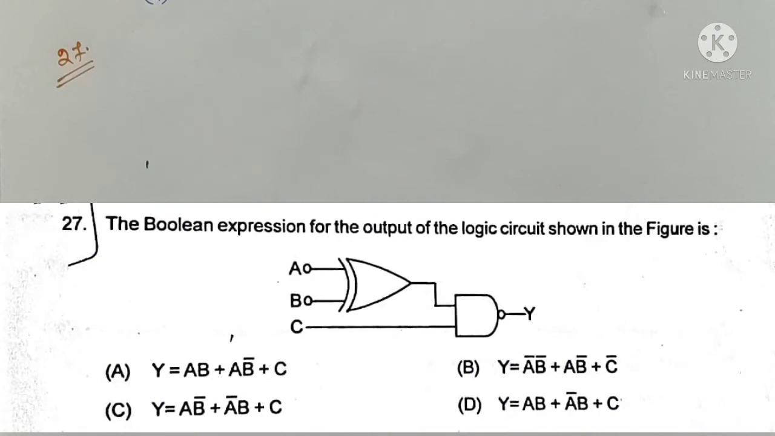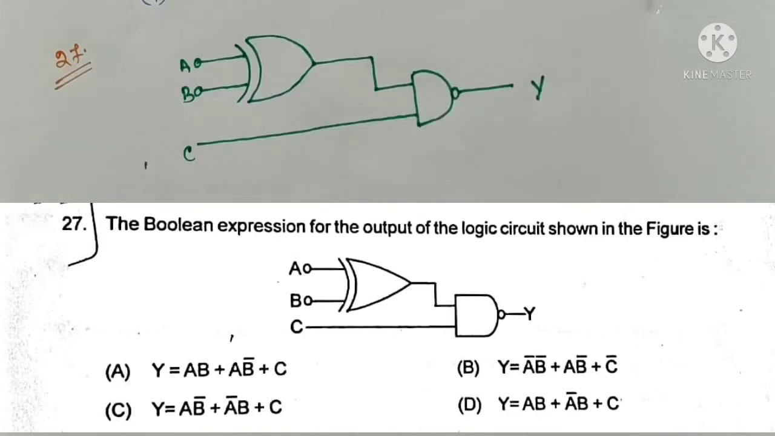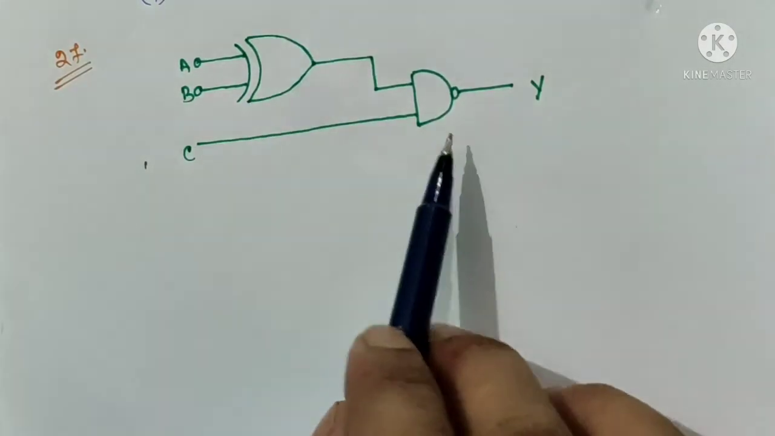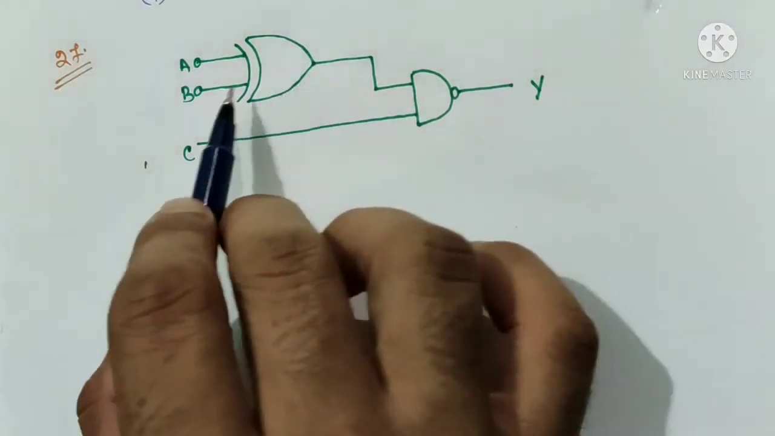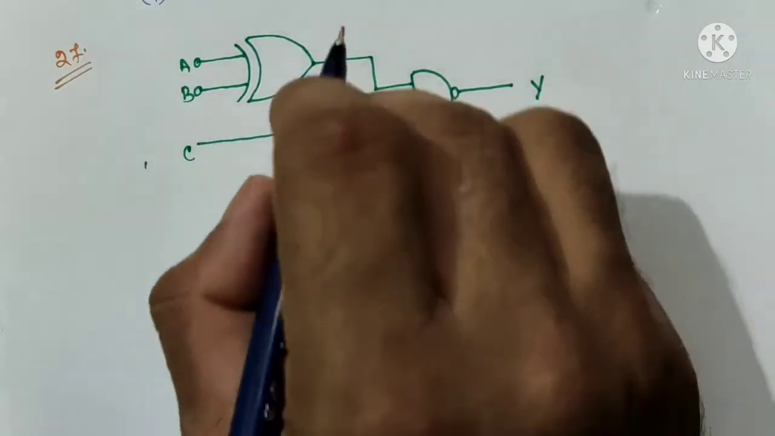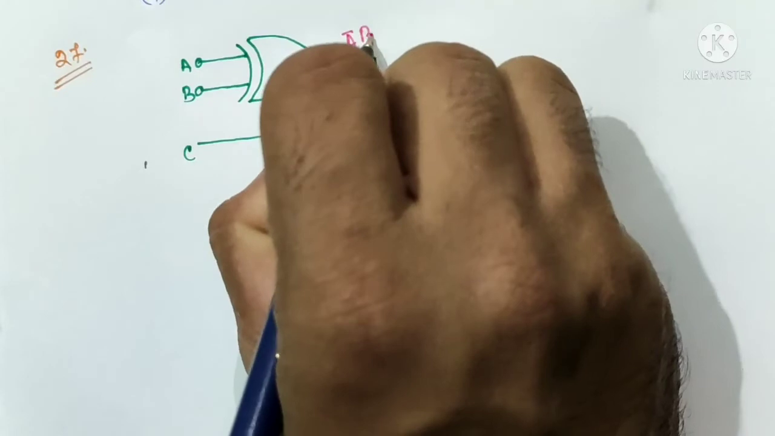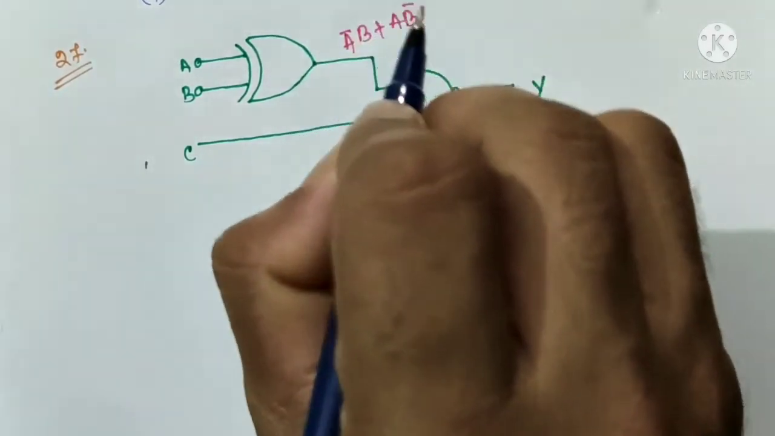Question number 27. The Boolean expression for the output of the logic circuit shown in the figure is? Look, this is an XOR gate and this is a NAND gate, and its output for inputs A and B will be A bar B plus A B bar.